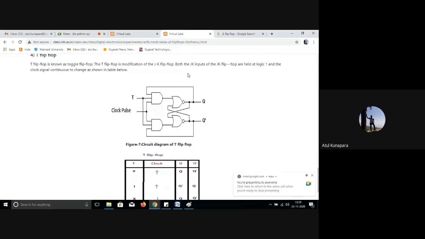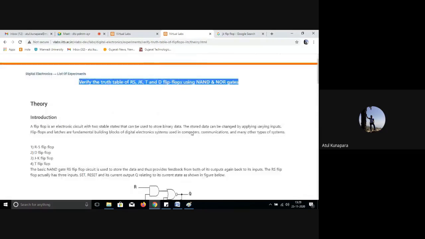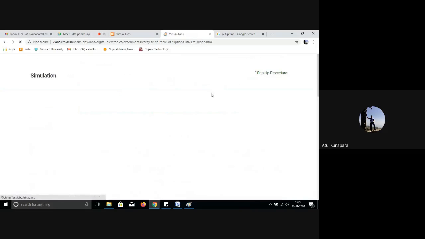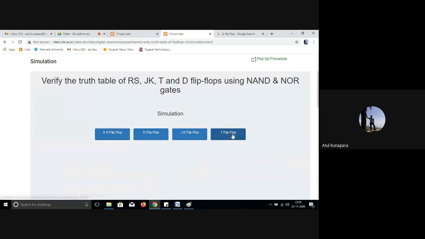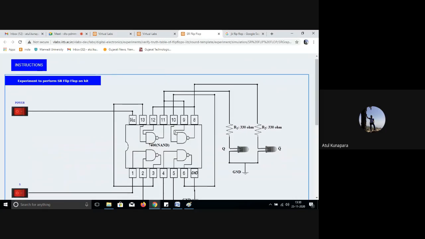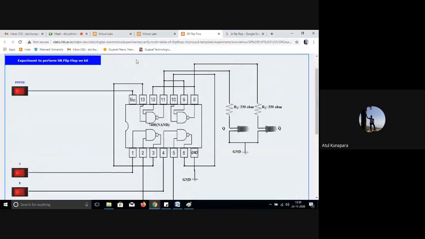Now you can verify all the flip flops with the virtual simulation here. So you can go into the simulation tab. There all the flip flops are given as options. So let's say for SR flip flop. When you click on that, you will get this circuit connection. So here you have NAND gates. This flip flop is developed using NAND gates.